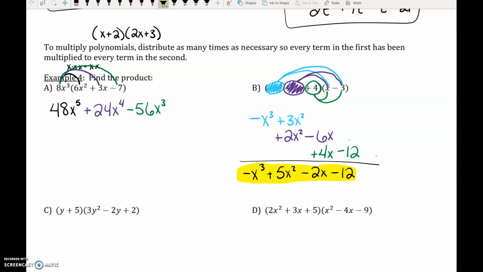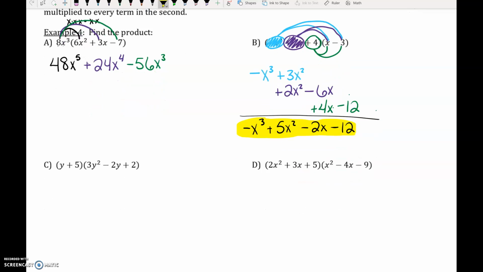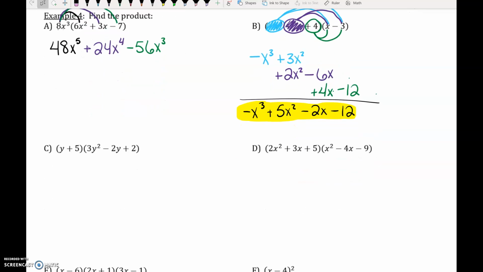I want you to try example C on your own. So pause the video, try example C on your own. Once you have it done, I want you to play the video and check to see if your answer matches mine. Seriously, pause the video. I don't think you paused it yet. Pause the video.